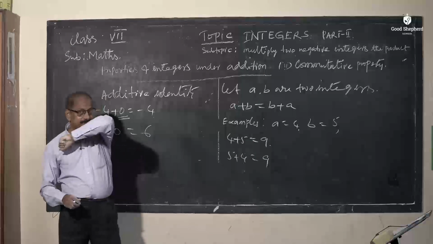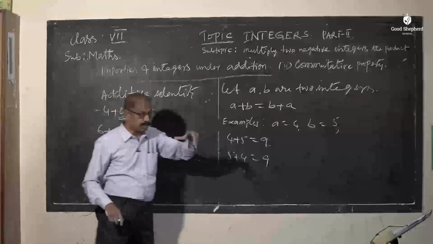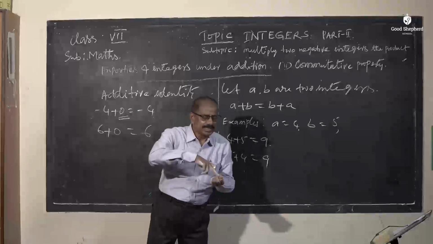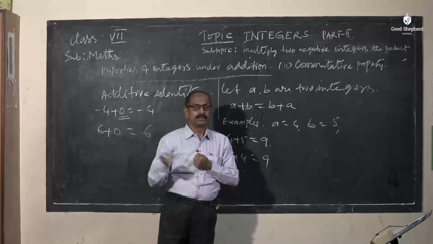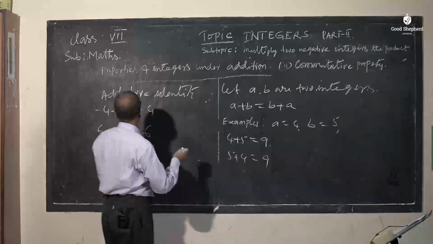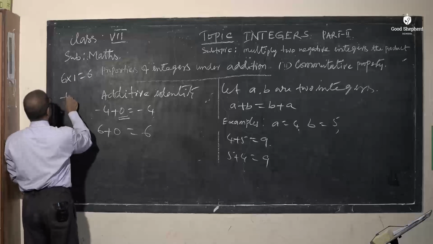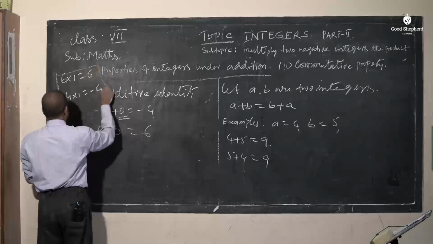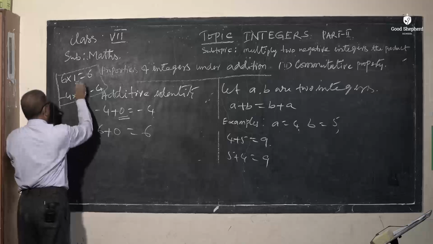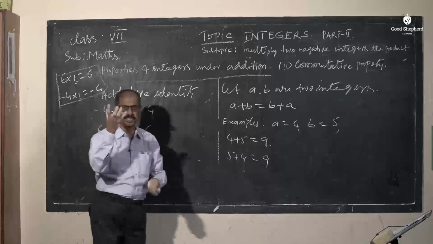But if you go under multiplication, which we have learned in class 7 and class 6, under multiplication the same number should be the product. Can you tell me what that number is? 1. Yes, it is correct. 6 into 1 is 6, and minus 4 into 1 is minus 4. So, under multiplication, the identity element is always 1, but under addition, the identity element is 0.